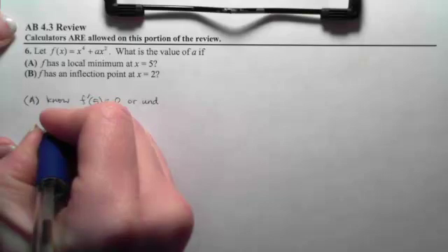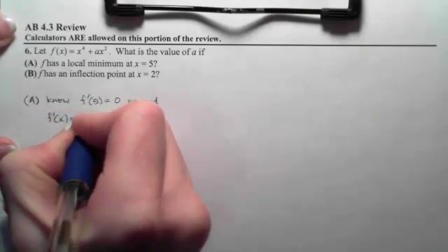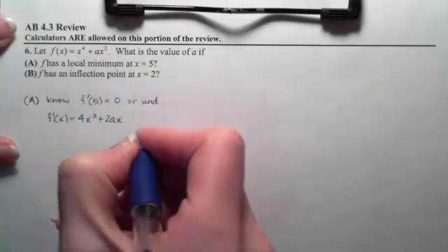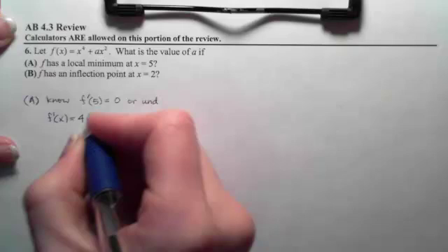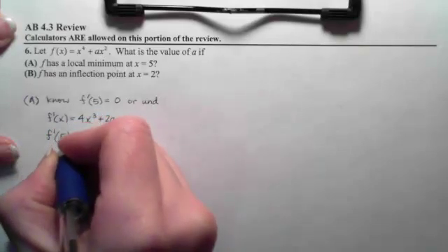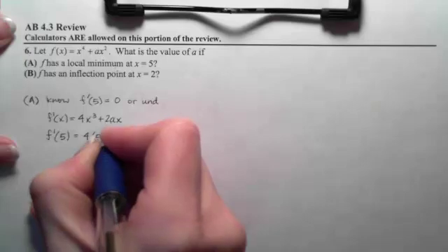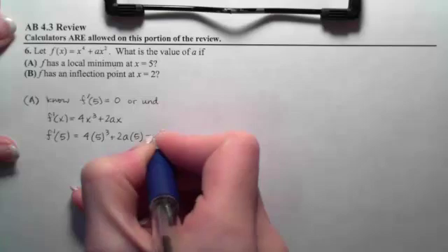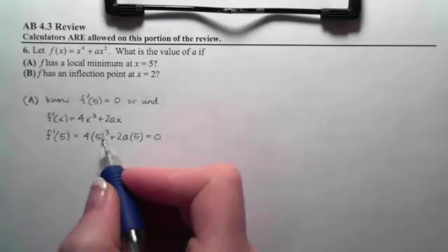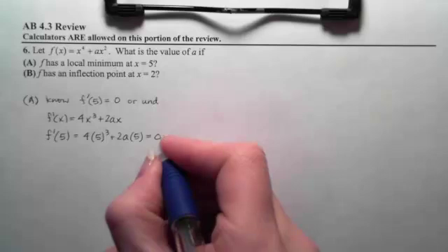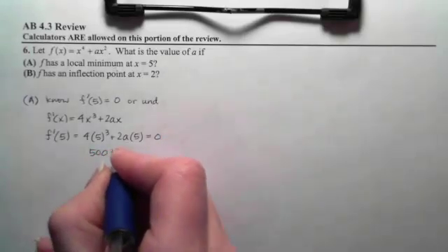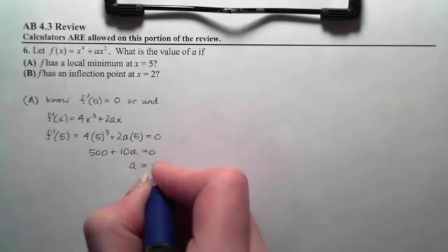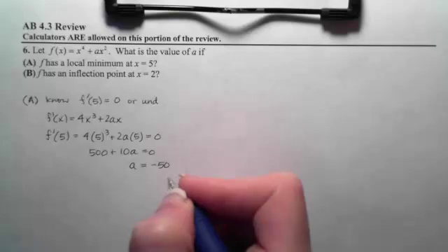So looking at f prime, we can see that it's a polynomial. Remember, a is a constant, so you just move through it. And we know that if we evaluate that now at 5, then we had better get a 0 out. So 5 cubed, that's 125 times 4 gives me 500, plus 10a has to be 0. So if I isolate a, I end up getting negative 50.